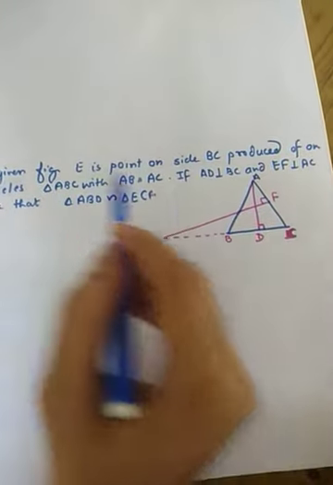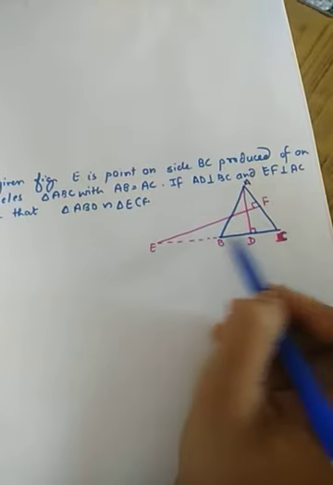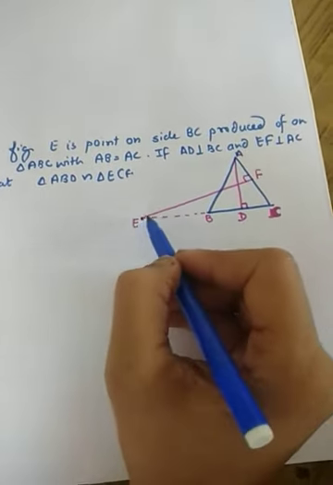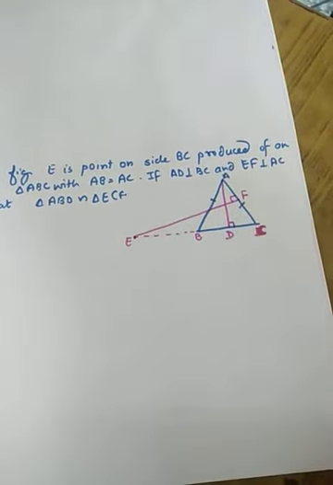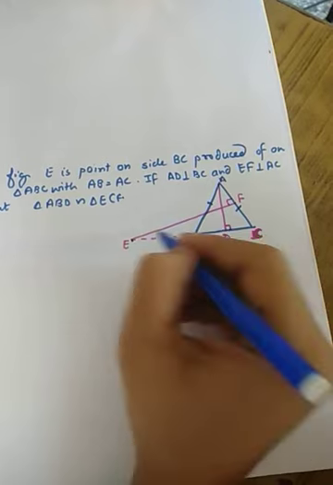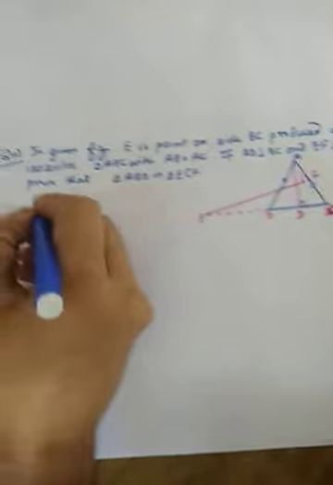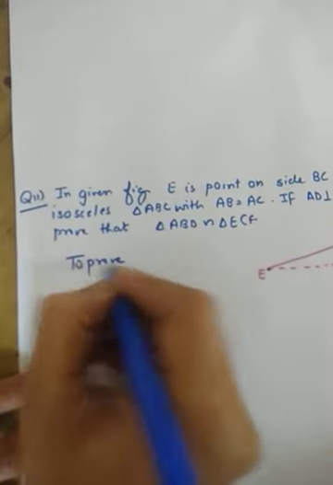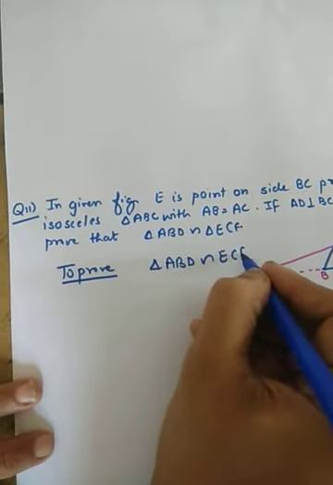Question number 11. In the given figure, E is a point on side BC. BC is a side, it is produced to E and then it is joined to A. The triangle is isosceles, AB and AC are equal. If AD is perpendicular, meaning it makes an angle of 90 degrees, and EF is perpendicular on AC, we have to show that triangle ABD is similar to triangle ECF.